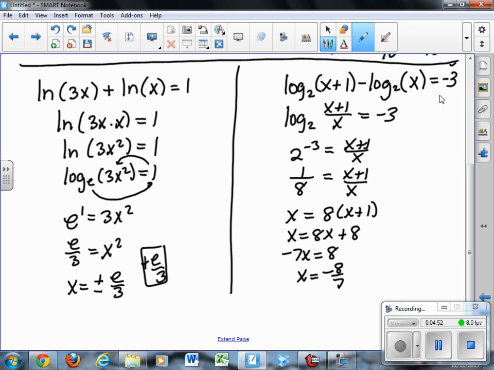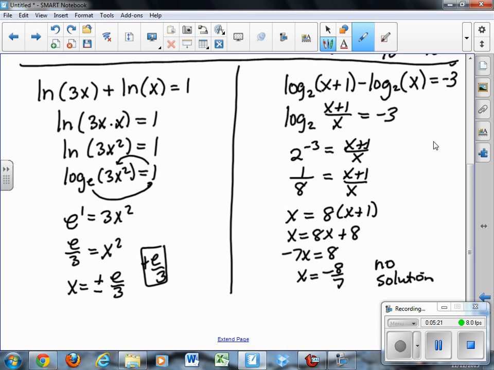It looks like if I substitute negative 8/7 in either of these logs, I would take the log of a negative number. So there is no solution to this problem. Okay, no solution. Now there are some trickier log problems, and particularly log problems that can be written in quadratic form.